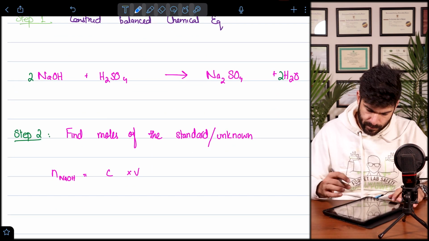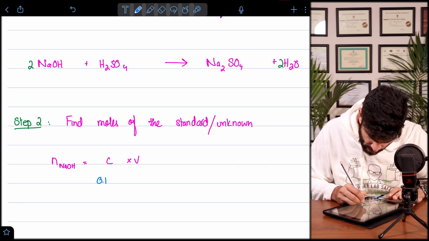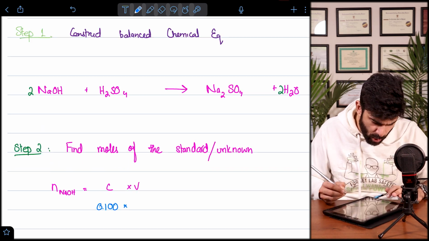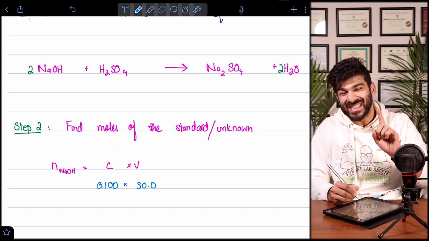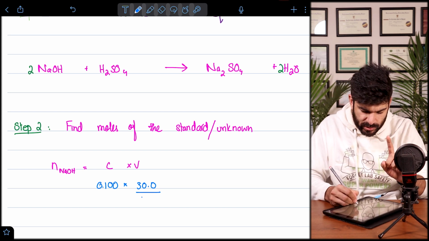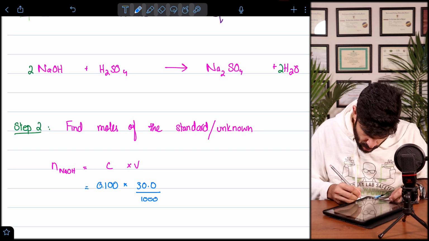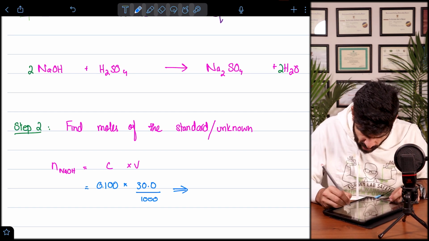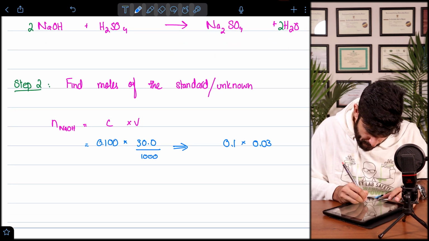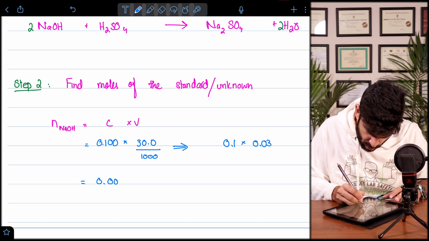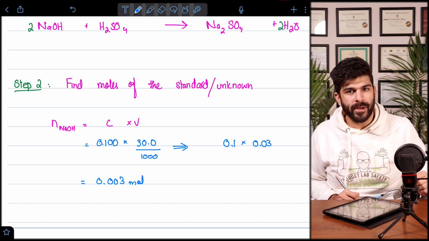So concentration. Concentration of NaOH is 0.1 mole per dm cube, and into volume. Volume is 30.0 centimeter cube. Now the volume is in centimeter cube, so we're going to divide that by 1000 to convert it into decimeter cube. So this becomes 0.1 into 0.03, which is 0.003 moles. So these are the moles of sodium hydroxide.